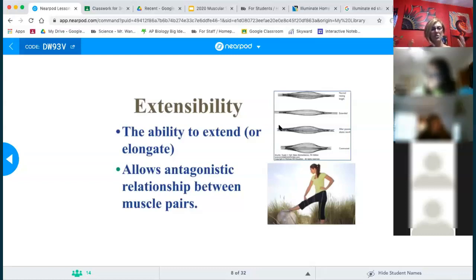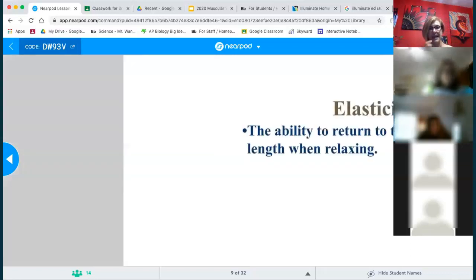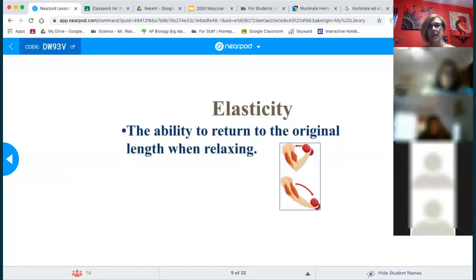Antagonistic relationships are two muscles that do opposite actions. So I have a biceps brachii that flexes my arm, and then the triceps brachii extends my arm. When the biceps are shortening, the tricep is lengthening, extending. And when the tricep shortens, the bicep extends. So that allows for those antagonistic relationships. Here you see shortening and lengthening.